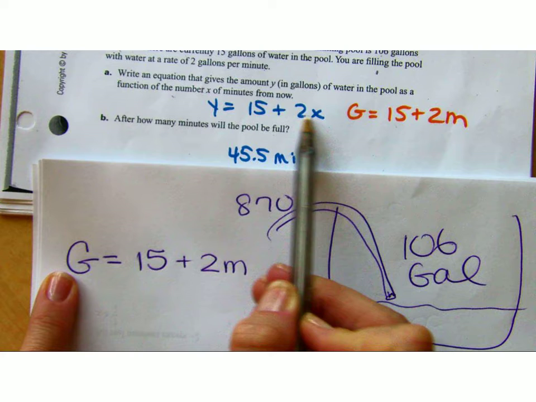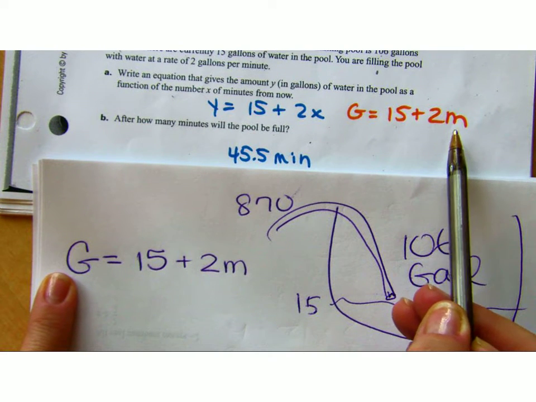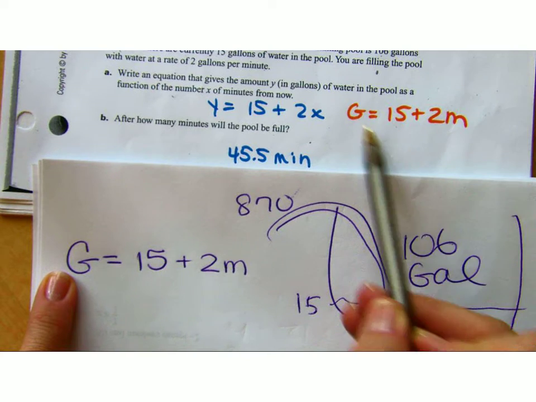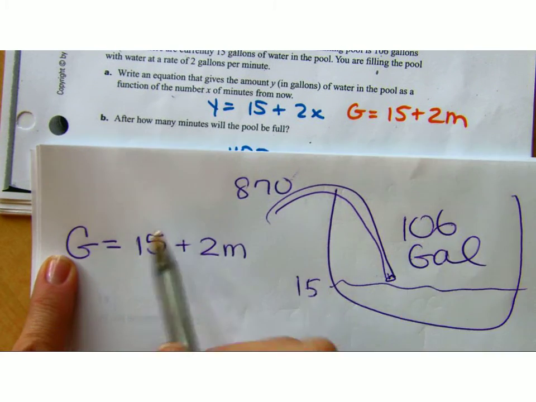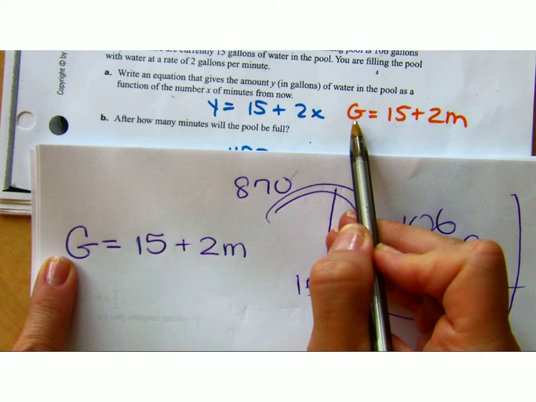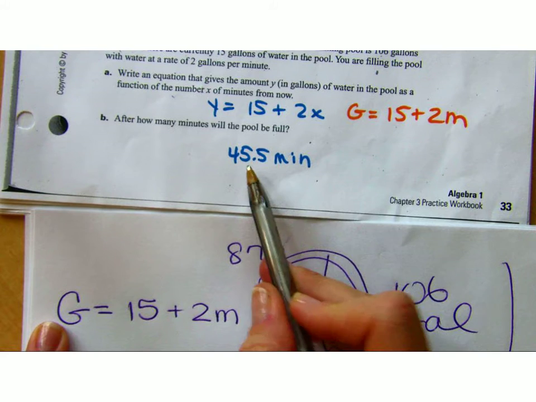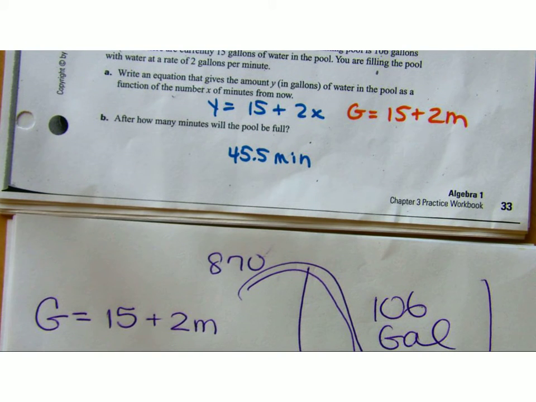I wanted to point the difference out. Y equals 15 plus 2x and G equals 15 plus 2m mean the same thing. But this gives us a little more information, doesn't it? So I know that G is gallons, and I want to put G right there. So I do 106. And I get 45.5 minutes. That's a long time to be sitting there. 2 gallons, another minute. 2 gallons, another minute. Okay? All right.